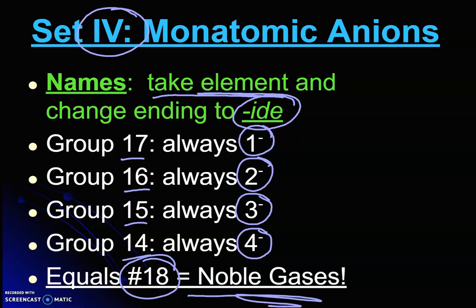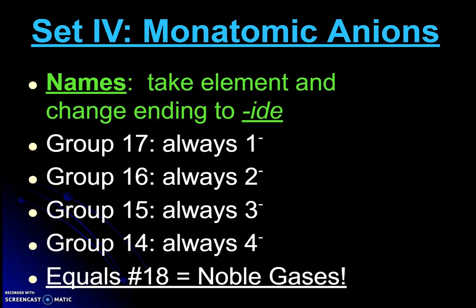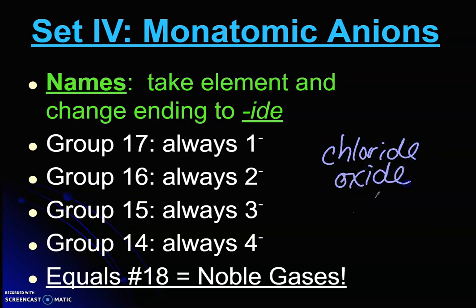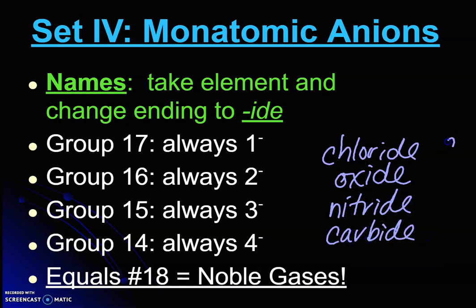So this is where you will see things like chloride, oxide, nitride, carbide. And this is Cl minus, O2 minus, N3 minus, C4 minus. Yes, you can always use a periodic table.